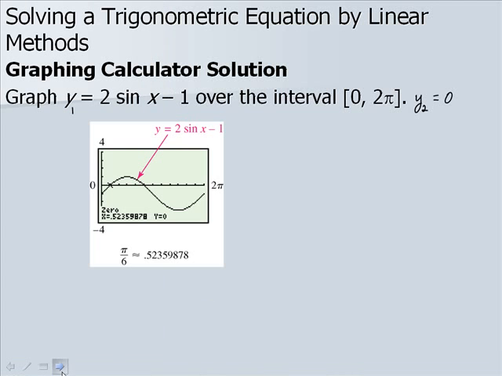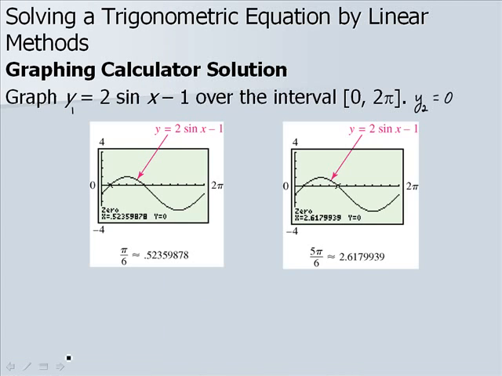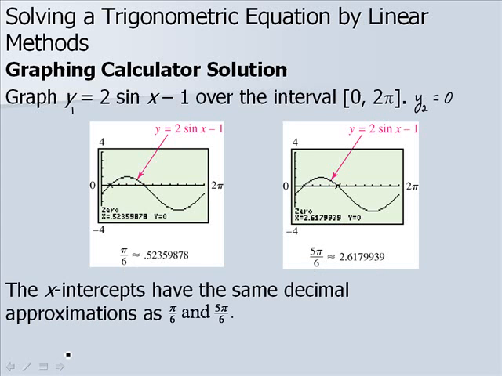So here we have them on our screen. Our two answers, and if you plug in pi over 6 and 5 pi over 6 into the calculator, you'll see you get the same answer. So that's another way we can solve it. Instead of doing it by hand, you can do it this way. The x-intercepts, in other words, are the answers to our equation.